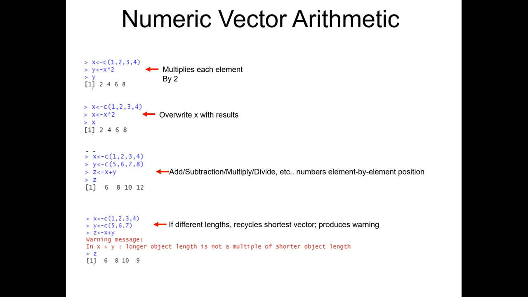So what that means is, if you look at the example in the output below, it's going to add 5 plus 1 is 6, 6 plus 2 is 8, 7 plus 3 is 10, but there's no element in vector Y to multiply against 4. So it's going to go to the top of Y and take that 5, use that 5 and multiply it by 4, and you get 9. So be careful when you're doing this stuff. You'll also get an error message, shown here, saying that one is shorter than the other, and that's an indication you did something wrong.